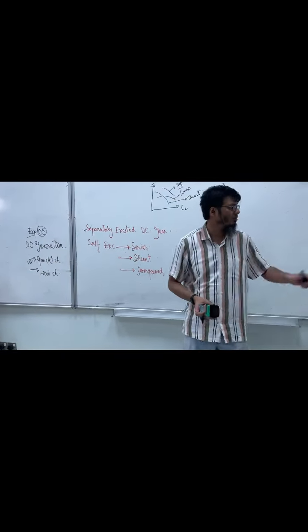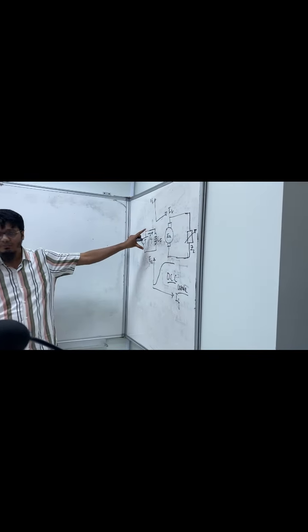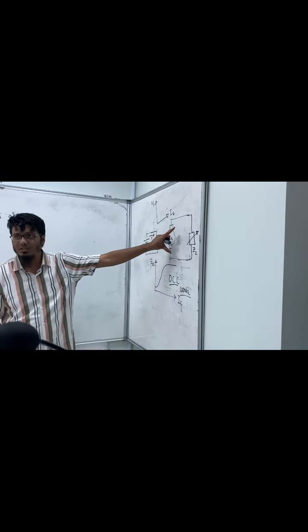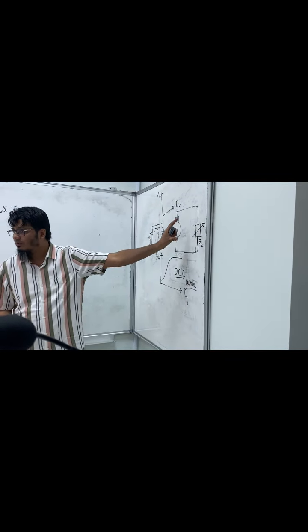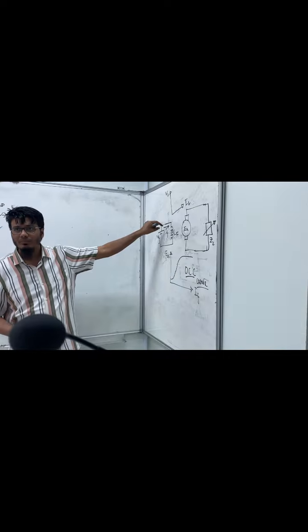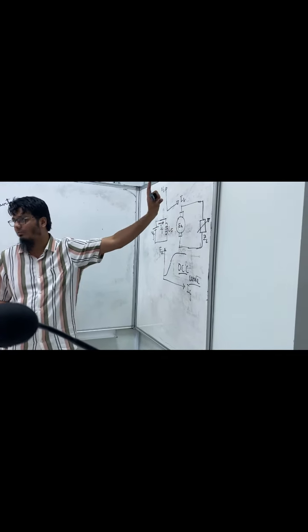Yeah. This is a separate excitation, right? And this is our armature. This is the field circuit, this is the armature circuit, right? So we will apply the field and then we will calculate the value of voltage and current. We will plot the curve, right?